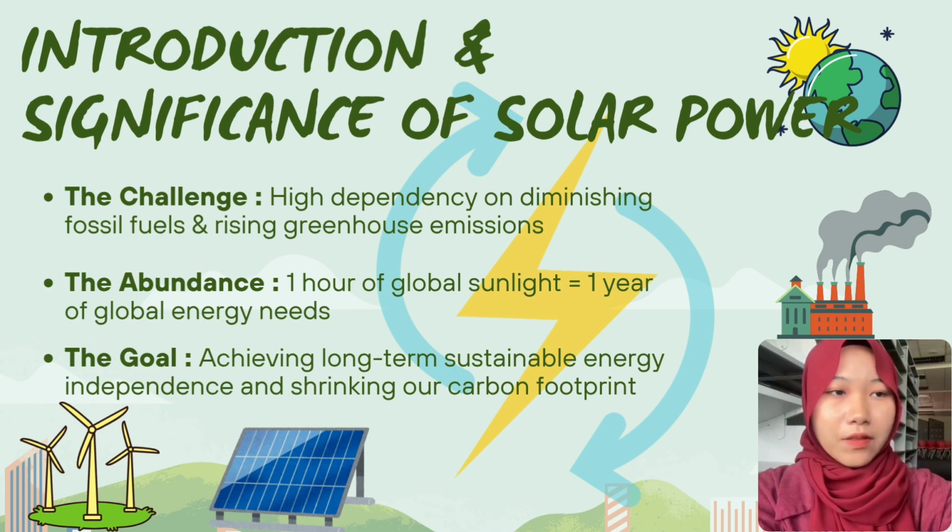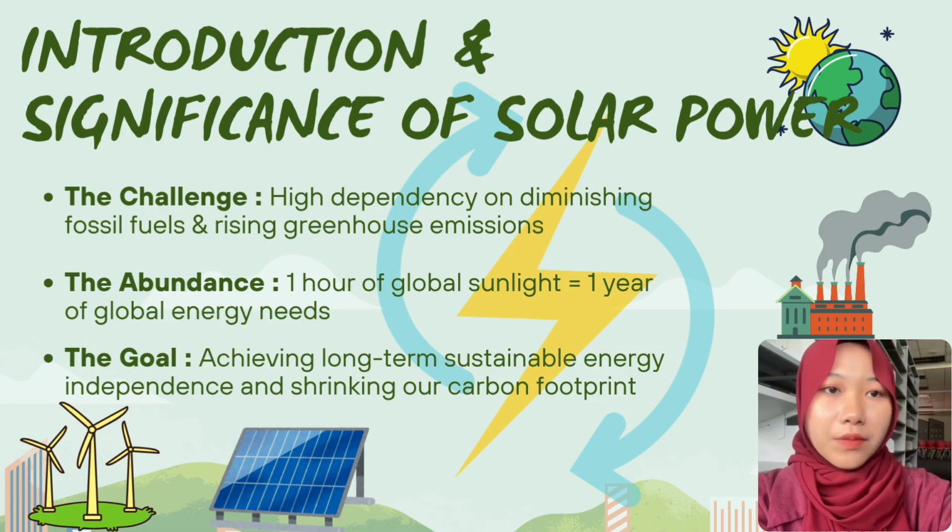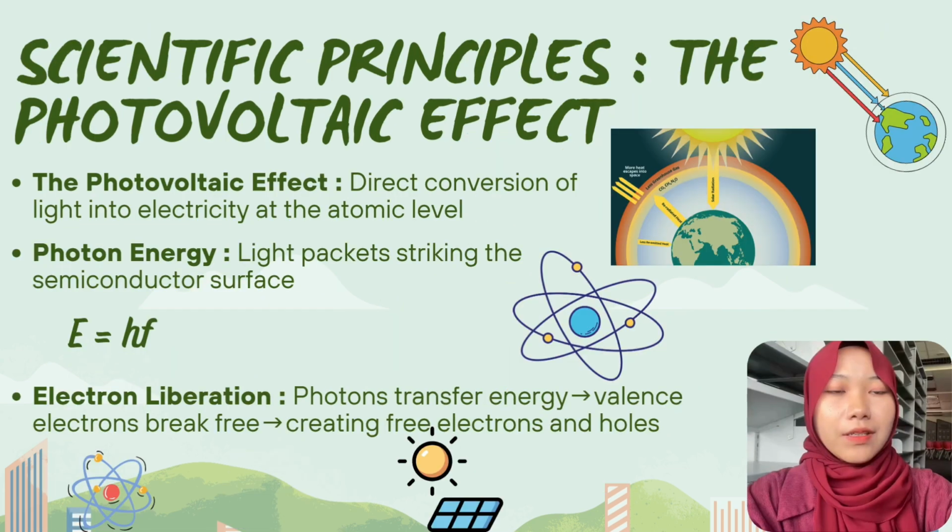Among the alternatives, solar power is one of the best solutions because it is incredibly abundant. To give you a clear perspective, the amount of global sunlight that strikes the Earth in just one single hour is actually enough to cover the entire world's energy needs for a whole year. Therefore, this transition is highly significant, not just to reduce our carbon footprint, but also to establish long-term sustainable energy independence. Now, let's move on to the scientific principle.